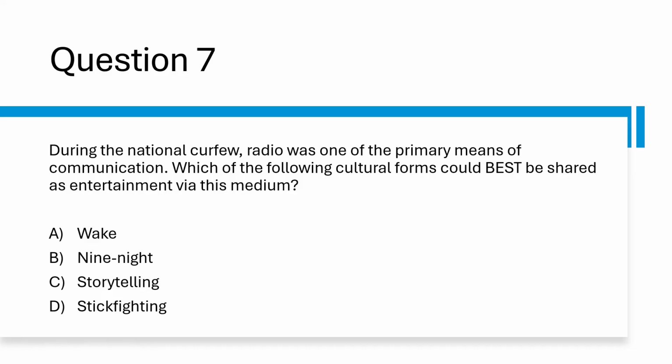Number 7: during the national curfew, radio was one of the primary means of communication. Which of the following cultural forms would best be shared as entertainment via this medium? Remember, we're talking about radio. So when you think radio, you're thinking about listening, you're thinking audio. Let us look at the options. There's A, wake; B, night; C, storytelling; D, stick fighting.